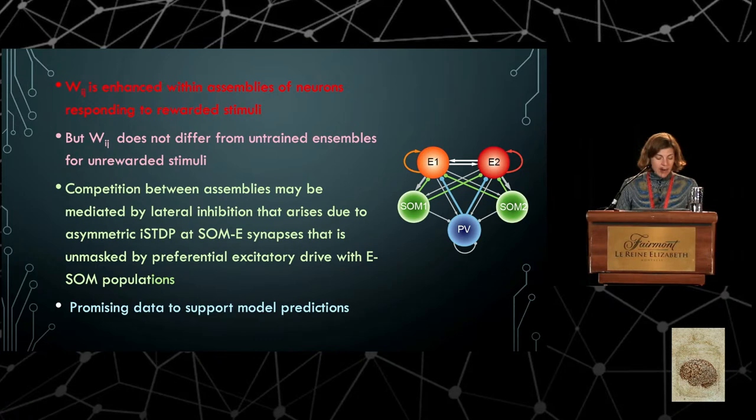All right. So just to summarize and tell you where we are so far. I've shown you that the weight matrix for our assemblies is enhanced for an ensemble of neurons that respond to the rewarded stimuli, but it does not differ from untrained ensembles for unrewarded stimuli. We used our model to show you that competition between assemblies may be mediated by lateral inhibition that arises due to the asymmetric inhibitory spike timing dependent plasticity rule, as well as asymmetries in the SOM to E or E to SOM connections. And finally, we've got some really promising data that's really starting to support some of these model predictions.